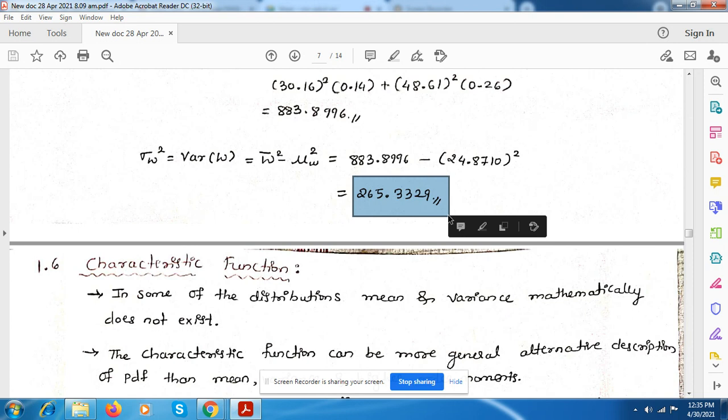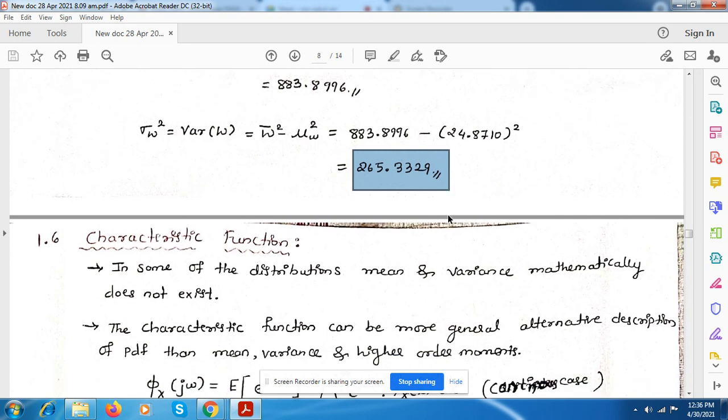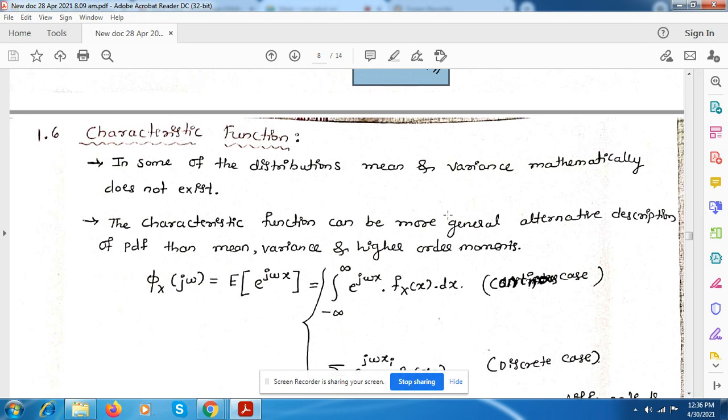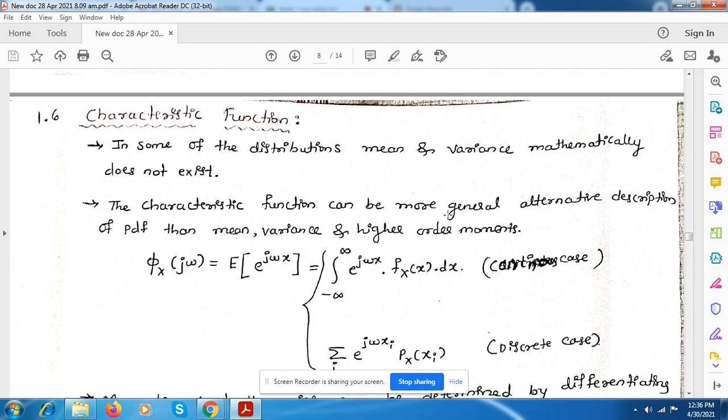So next we will move on to the characteristic function. For some distributions, mean and variance don't exist mathematically. In some cases, we cannot find the mean and variance. So in that case, a more general alternative description for the PDF is used, that is nothing but the characteristic equation. This characteristic equation gives a more general description of the PDF.